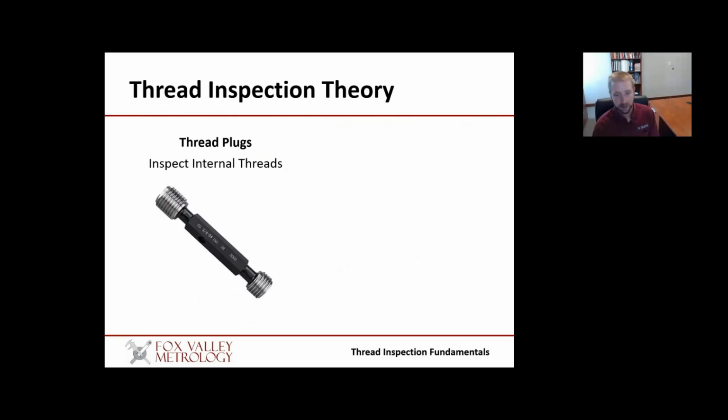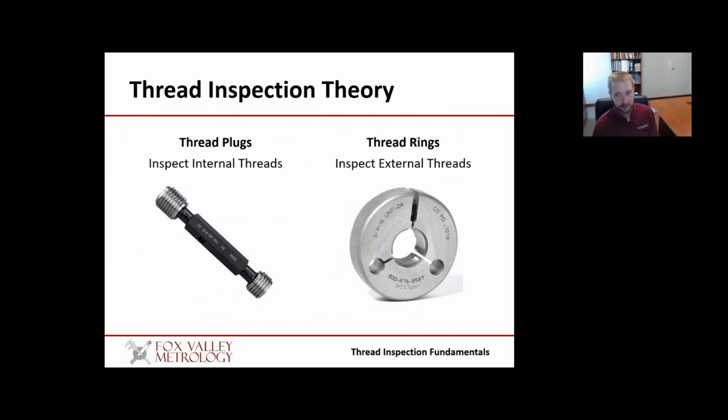So as I mentioned, there are thread plugs, and of course those are used to inspect internal threads. And there are thread rings, which are of course used to inspect external threads.